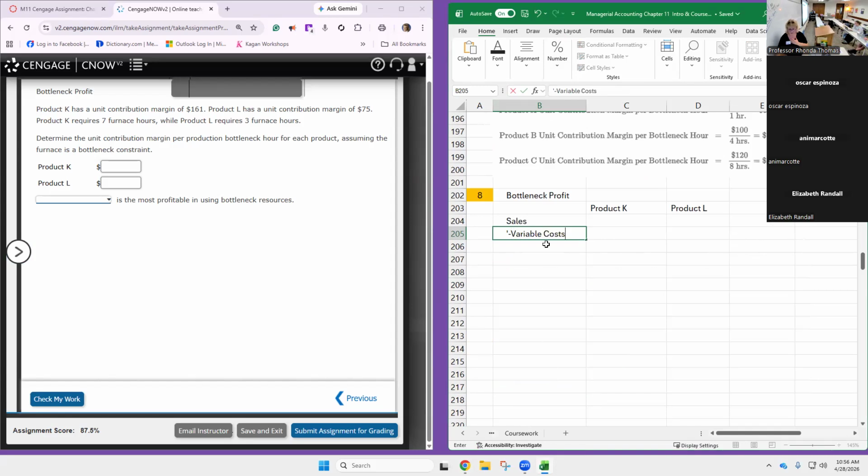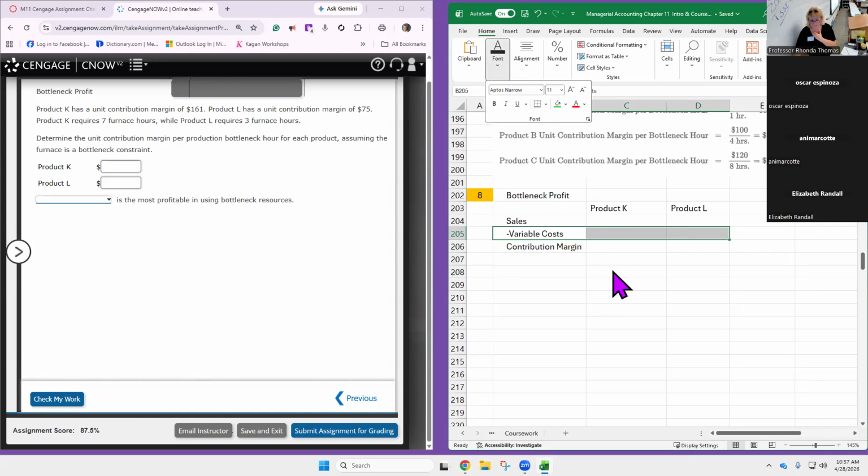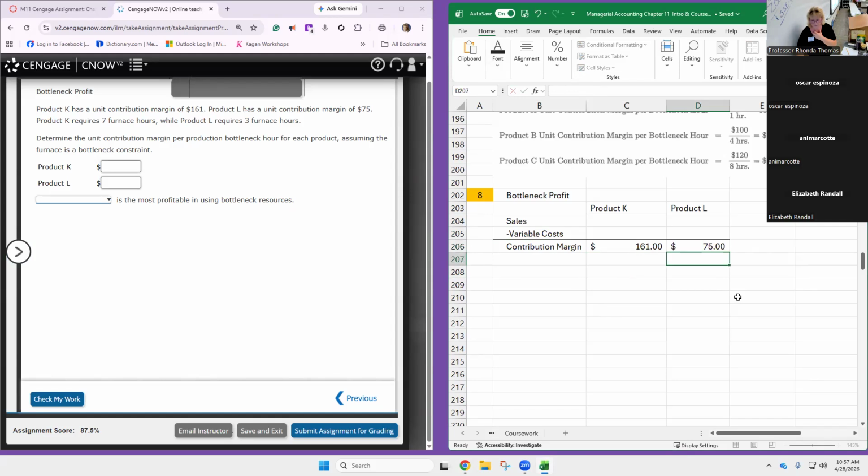Okay, is your contribution margin. So we're going to put those amounts in for each one. This one isn't really hard. It's just, I want to make sure I explain it okay. So we don't know the sales price, but we do know the contribution margin for each one. Okay, so product K is $161 per unit. And then product L is $75 per unit. And I'll put contribution margin per unit.